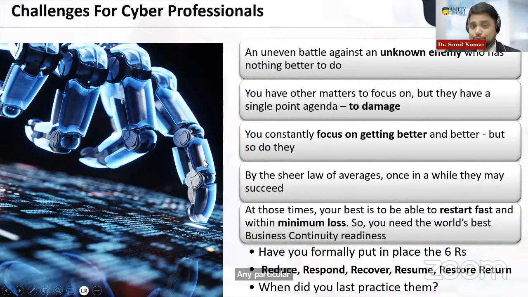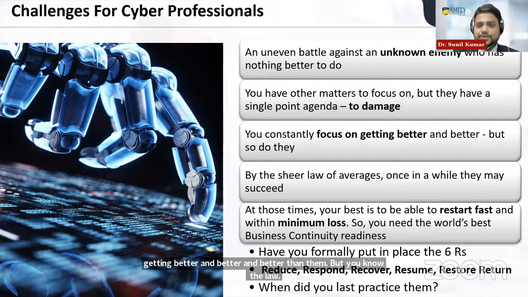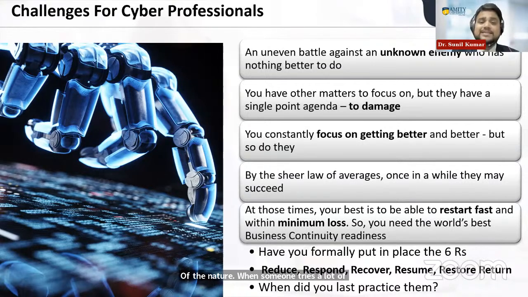But what we need to do, as a person, as an organization, as an individual, is prepare ourselves. We need to focus on getting better and better than them. But you know the law of nature. When someone tries a lot of times, sometimes they may succeed. We have seen those situations. So we need to prepare our action in such a way that we can restart faster. We can identify them quickly, so that we can restart with minimum loss.